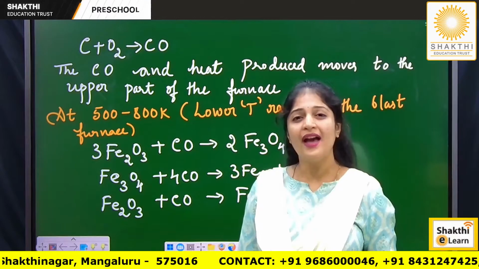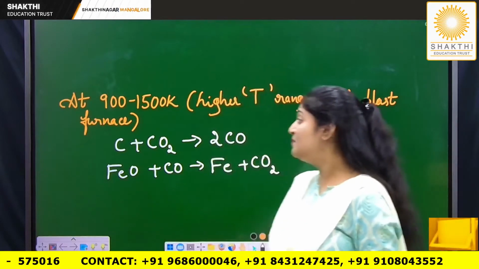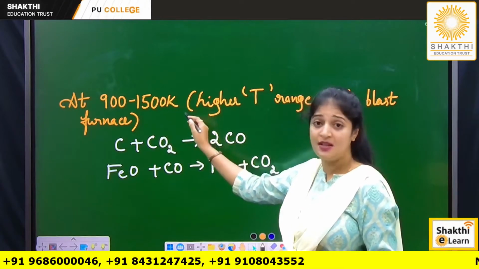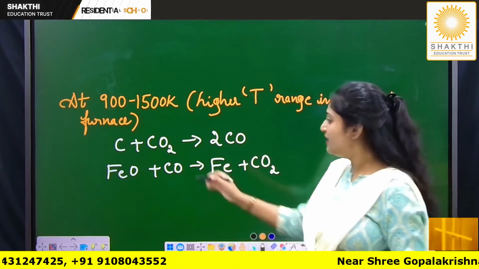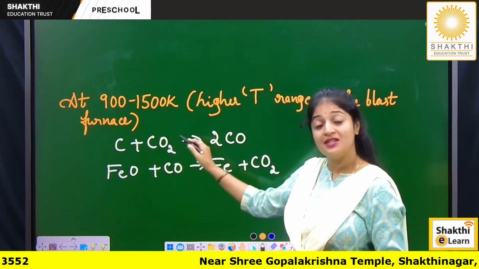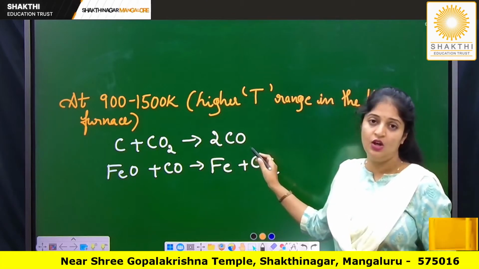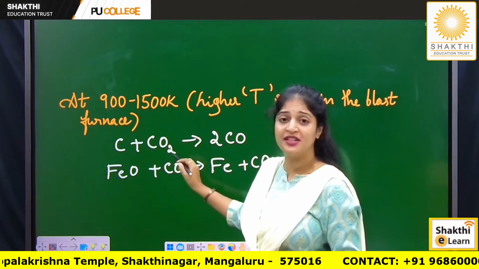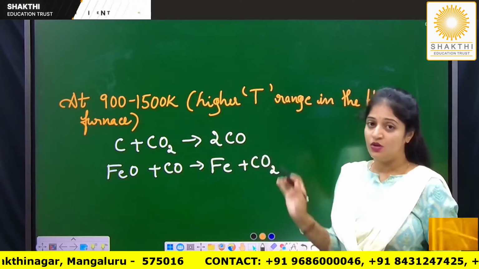Then what happens at the high temperature gradient? The high temperature gradient is considered to be 900 to 1500 Kelvin. So what reaction is happening at this temperature? The reaction takes place between the coke, that is carbon, and the carbon dioxide produced in the initial steps to form carbon monoxide. So carbon monoxide is formed by the reaction of carbon. When it is made to react with carbon dioxide, it results in the formation of carbon monoxide.